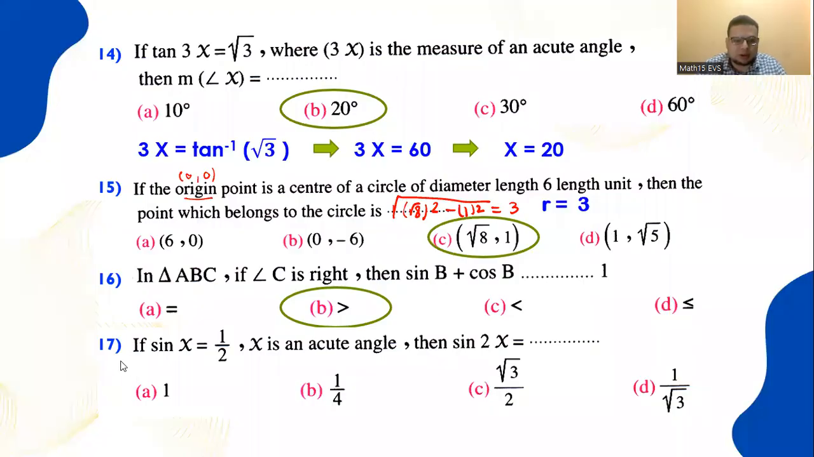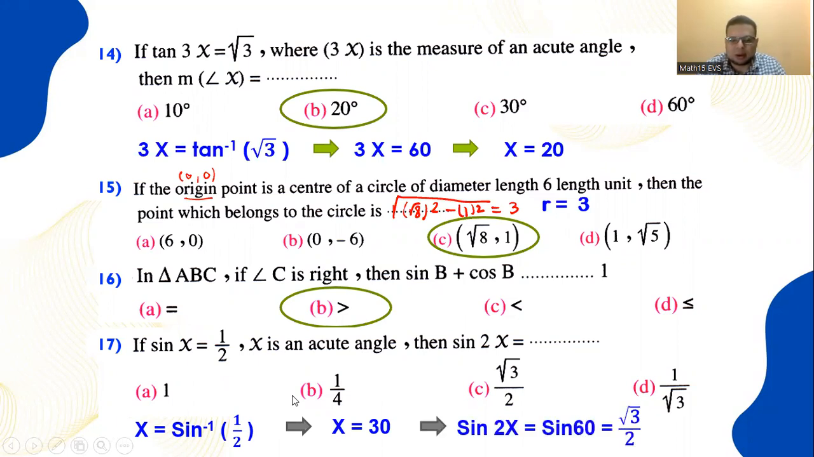Question number 17. If sine x equals half, and x is an acute angle, then sine 2x equals what? I need first the value of x. Shift sine of half, you will get the value of x, which will be 30. So the sine of 2x means sine of 2 times 30. That means sine 60, which equals root 3 over 2.